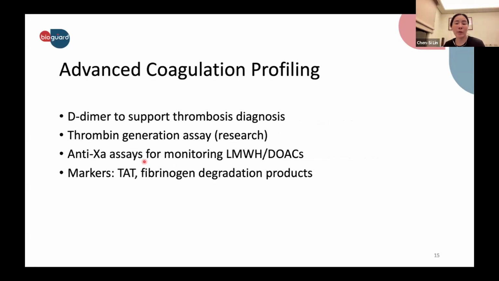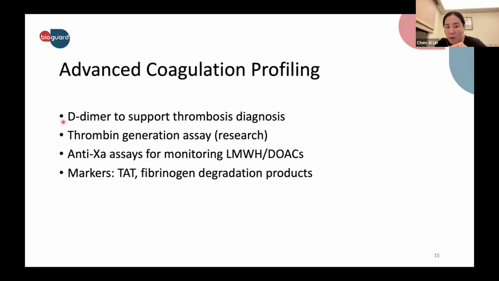Most of the time you can use TEG, but we can also use some advanced coagulation profiling. For example, D-dimer, which is usually elevated in thrombosis or DIC. It has a negative rule-out value: negative data help us rule out thromboembolism. So D-dimer can help support a thrombosis diagnosis.